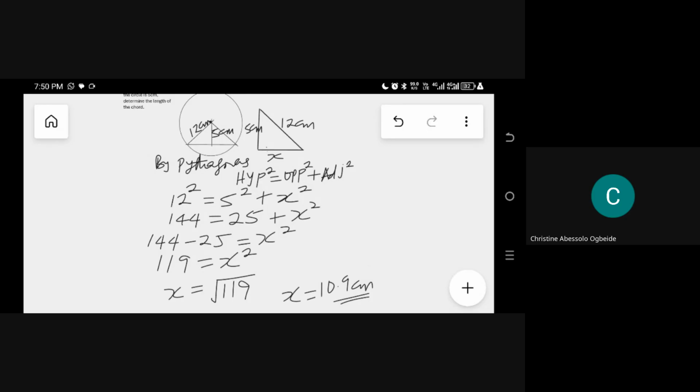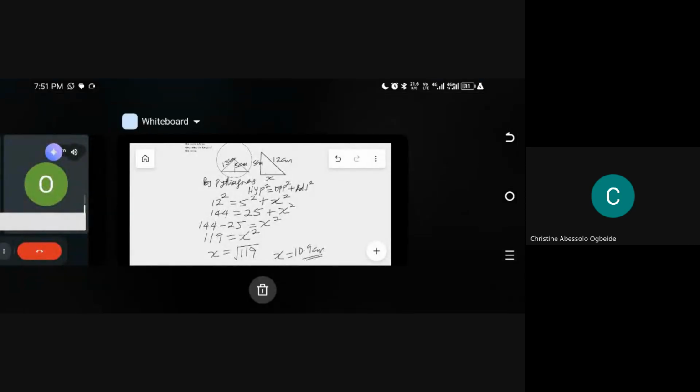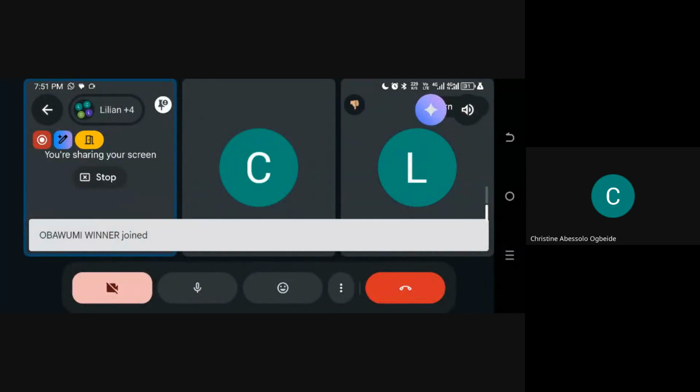Now, question, do you think the length of the chord is 10.9, or is there something else that I would have to do? So I'm directing this question to you. Look at the board clearly because I'm about to leave the board. Do you think that the length of the chord that we have been asked to find is 10.9, or is there something else that I'll have to do to have a different answer?